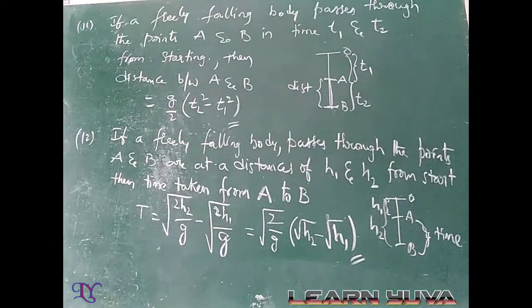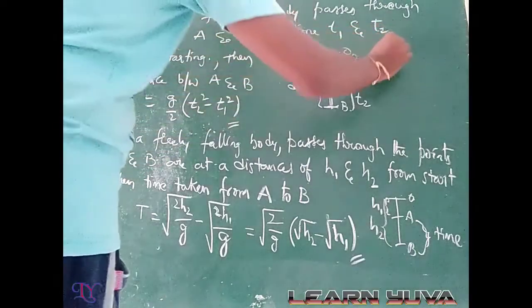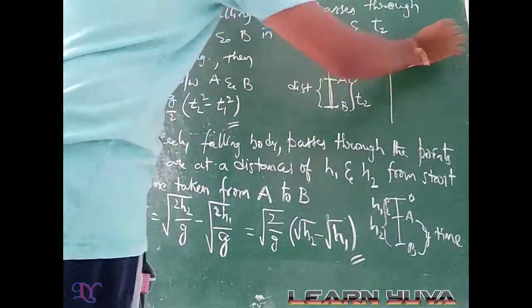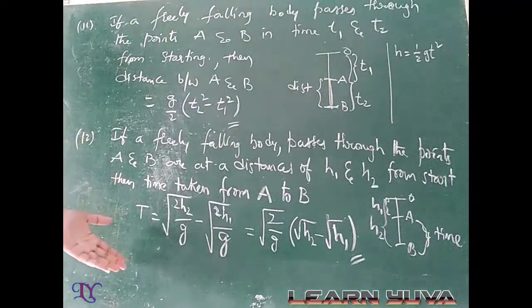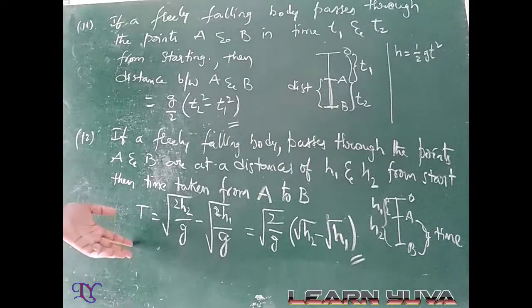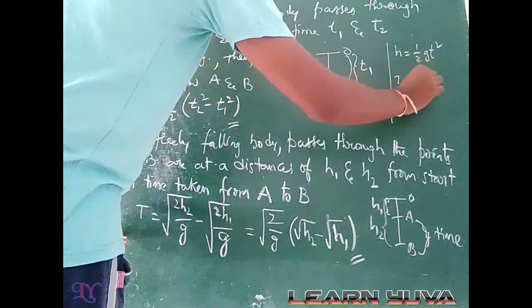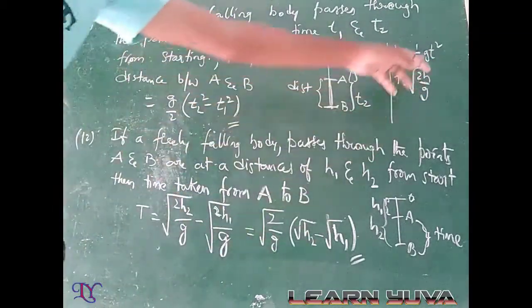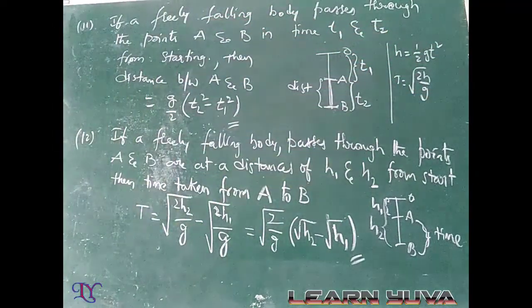So how was this formula obtained? From h is equal to half g t square, and how is it obtained? T is equal to square root of 2h by g. That's it. But here we are obtaining t2 minus t1, and here it is h2 minus h1.